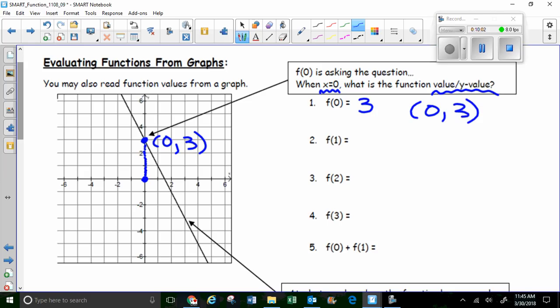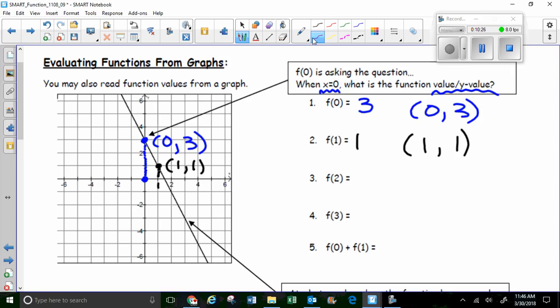For f of 1, what is the y value when x is 1? So I'm going to go over to x equal to 1 on my x-axis, follow that up to my function. Right here, so that's where I have an x value of 1. What is my y value? Well, my y value is also 1. So f of 1 equals 1, and the ordered pair is (1, 1).